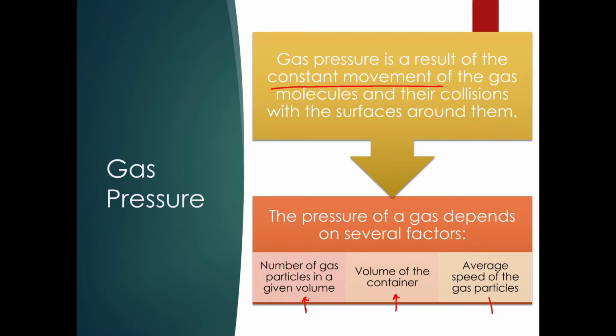And then the other one is the average speed of the gas particles. If the gas particles are moving faster, they're going to hit the walls of the container more frequently. If the gas particles are moving slower, then they will hit the walls of the container less frequently.